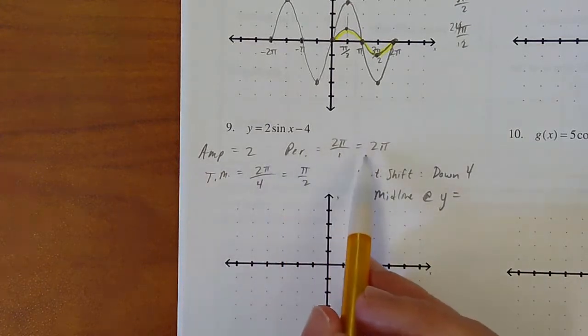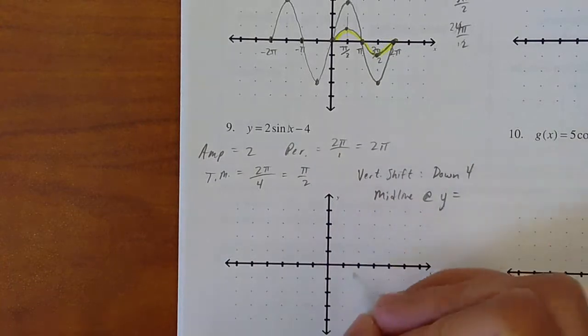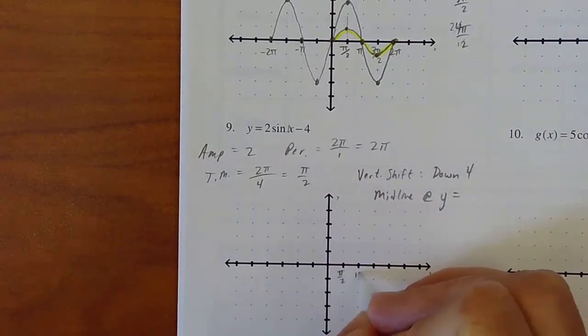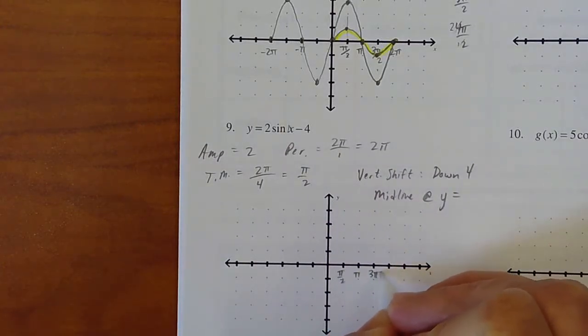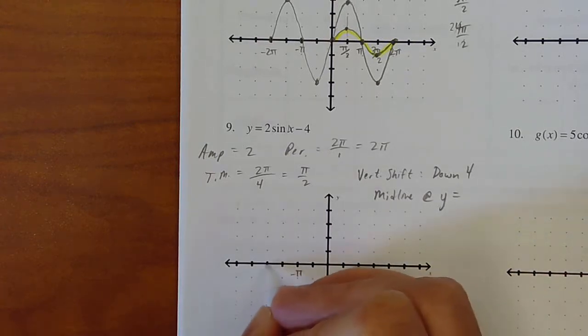All right, so the period stayed 2 pi again because the b was 1. And then our tick marks are pi over 2 again. So we go up pi over 2 to pi to 3 pi over 2 and to 2 pi. And then let's go back in the other direction again.